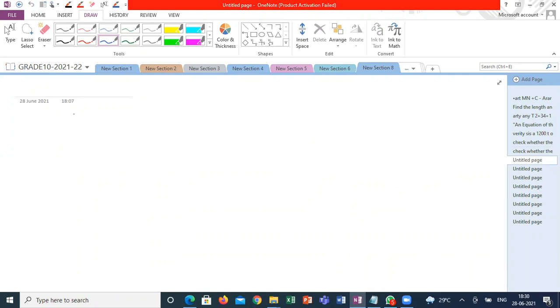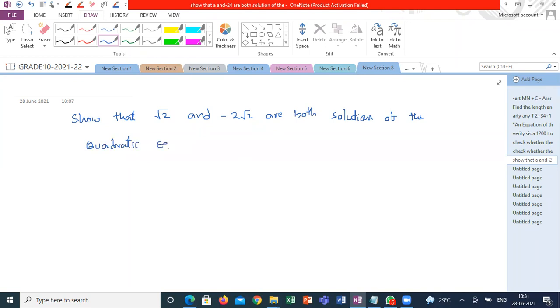Show that root 2 and minus 2 root 2 are both solutions of the quadratic equation x square plus root 2x minus 4 is equal to 0.